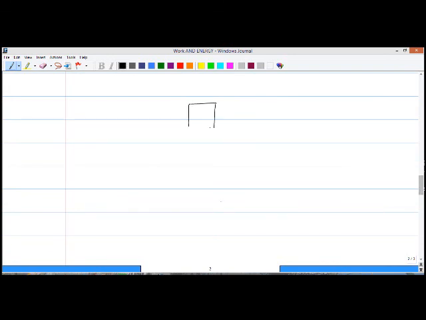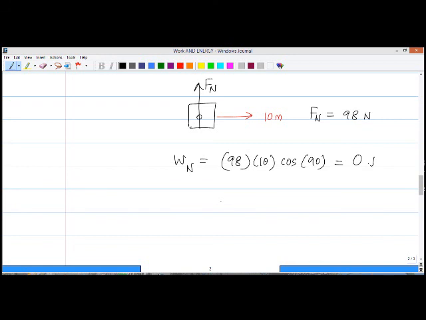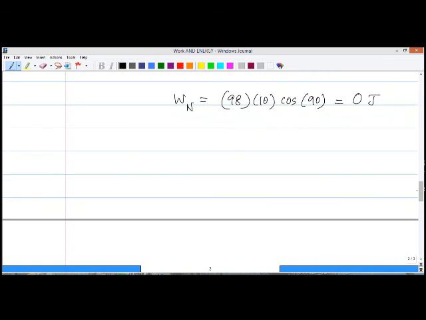Let's repeat this for the work done by the force of contact. F_N points up, and the object's displacement is to the right, 10 meters. And from our free body diagram, we know that in this case, since there are no forces other than contact and gravity in the vertical direction, the contact force is simply equal to 98 newtons. So now the work done by contact is simply equal to 98 multiplied by 10 multiplied by cosine of 90, which once again happens to be 0. So once again here, the angle theta is what determines whether the work is 0.